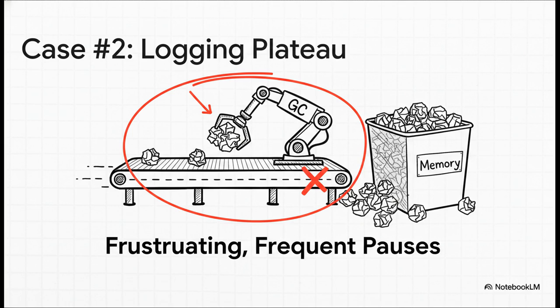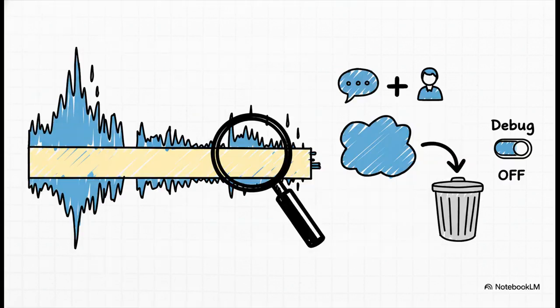Let's talk about the logging plateau. Here, the app just feels generally slow, but the real clue is that memory usage is creeping up, and you're seeing these frustrating, totally unexplained pauses. That's the garbage collector working overtime. Now, the smoking gun for this one is pretty wild. You run an allocation profile and you see this wide, flat plateau, just tons and tons of string operations.